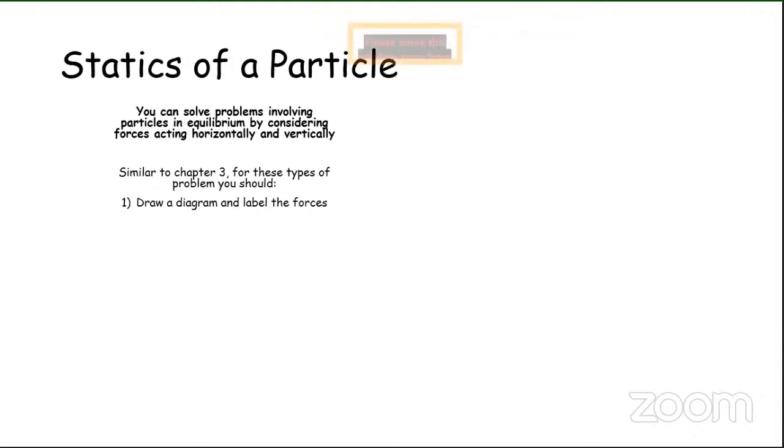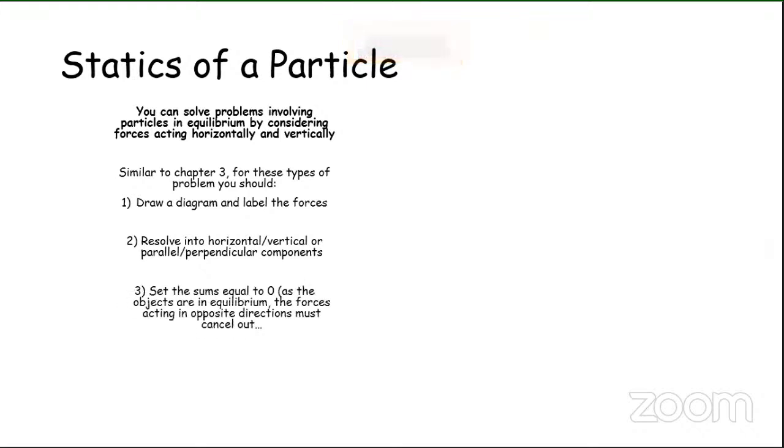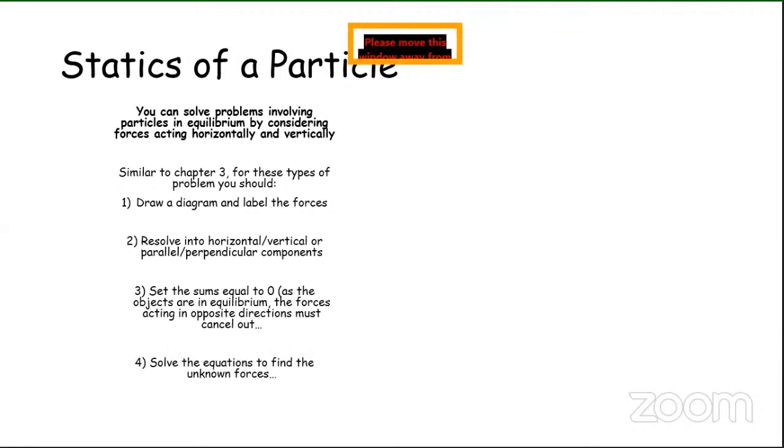So our major procedure is to begin by drawing a diagram and labeling all the forces. Then we resolve into horizontal and vertical for forces not on an inclined plane. When we have forces on an inclined plane, we resolve perpendicular and parallel to the plane. Then we set the sums equal to 0, because these objects are in equilibrium, and that means they are not moving. So the forces acting in opposite directions must cancel out, or mathematically we say they are equal. Then we solve the equations to find the unknowns.